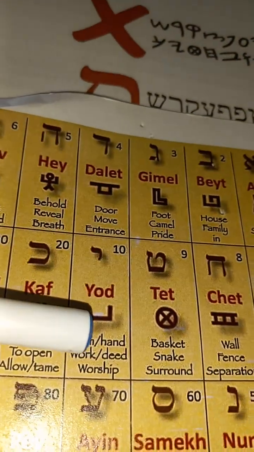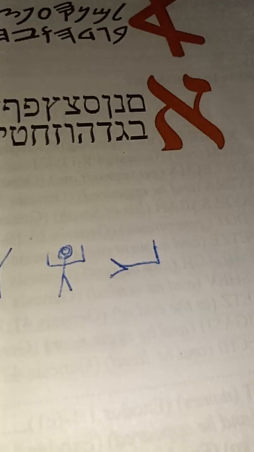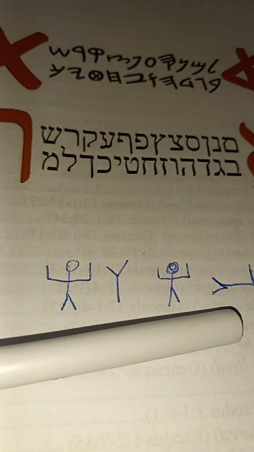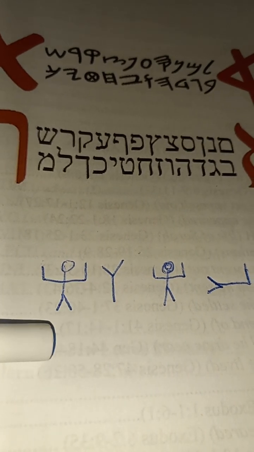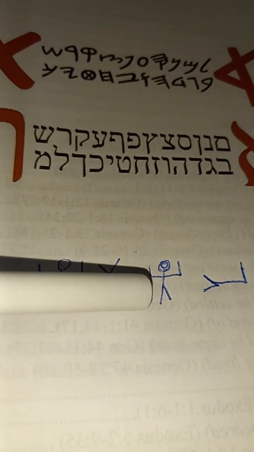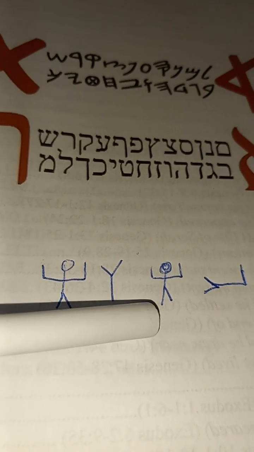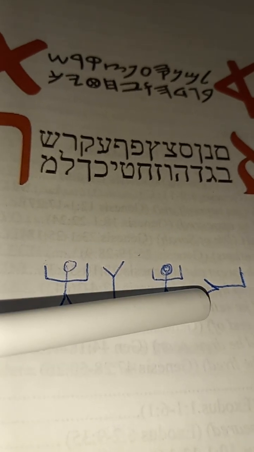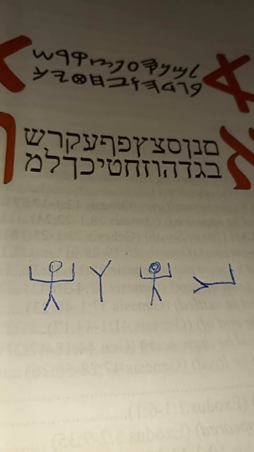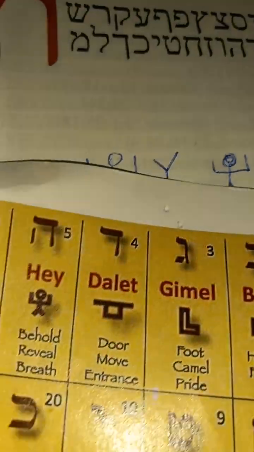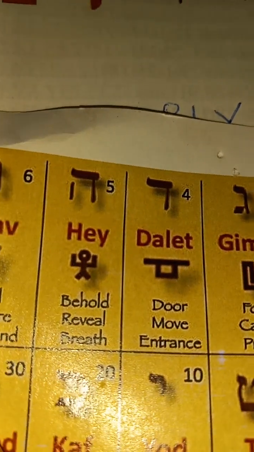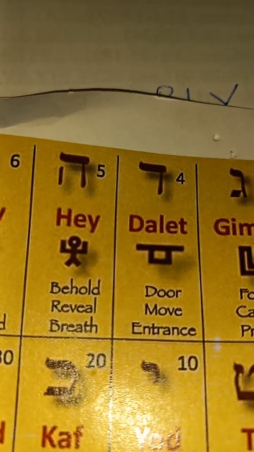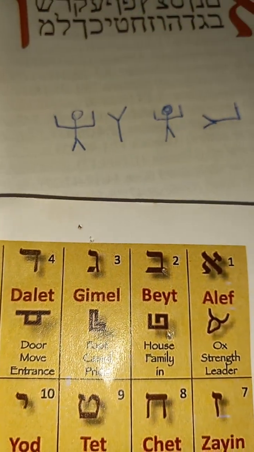So over here, you see, that's Yahweh right there, YHWH. You see how there's two men with their hands up, like freeze, you're under arrest. Their two hands are like that, kind of standing. That's Hey. So what does Hey mean? It'll tell you right here. Hey, number 5: behold, reveal, breath. So that's what it means. That's inserted in the Tetragrammaton.